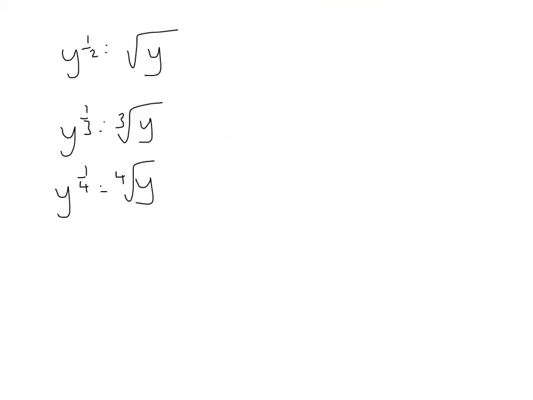Just a few things to spot here. Y to the half is the square root of y, y to the third is the third root of y, y to the quarter is the fourth root of y, y to the fifth is the fifth root of y. Y to the power of 1 over n is the nth root of y. Just an interesting little addition to remember. So 1 over x is the same as x to the power of minus 1. So y to the minus 1 is 1 over y, and so on.